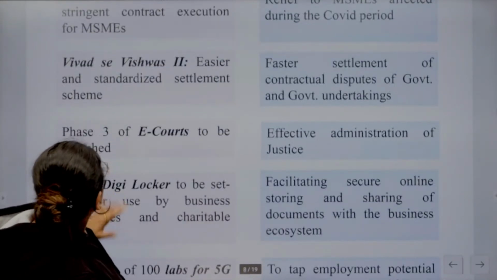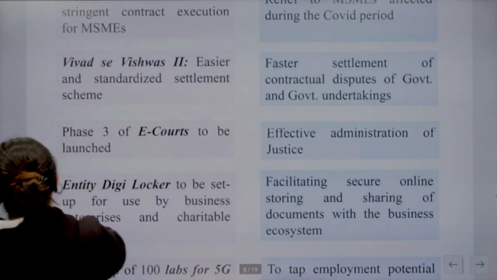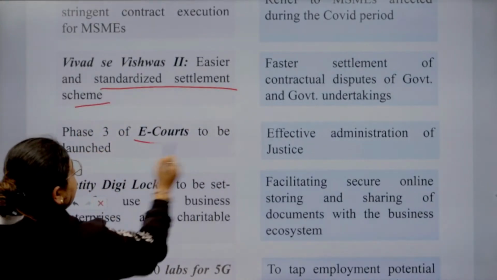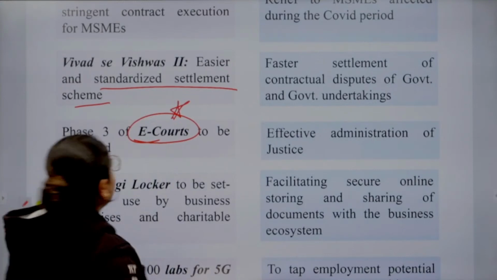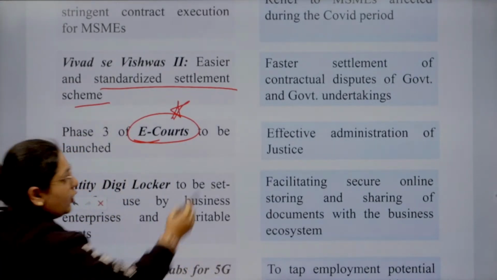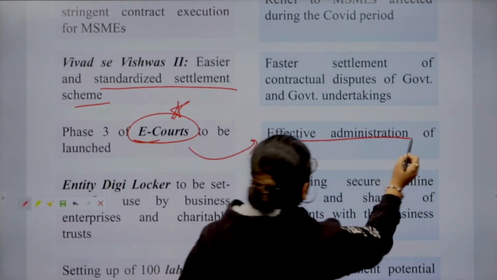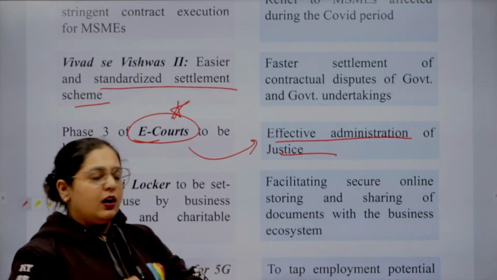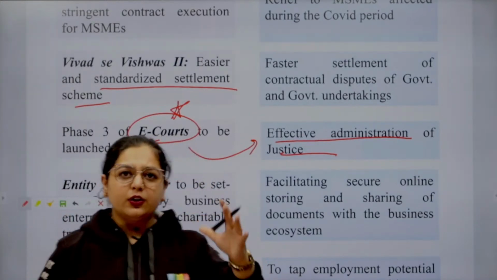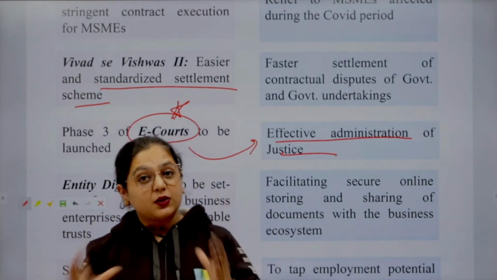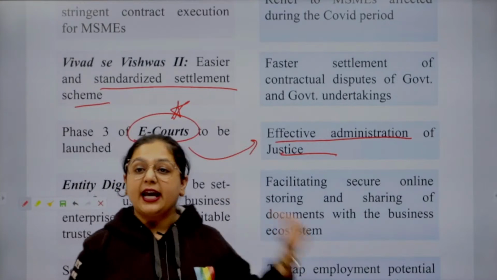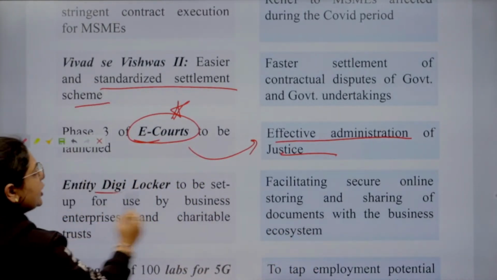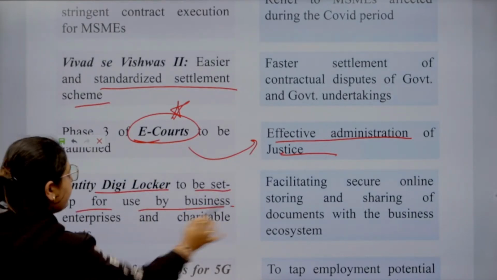Then next, Vivad se Vishwas part 2, that is an easier and standardized settlement scheme. Then next, very important, phase 3 of e-courts is to be launched again. So this will definitely improve the administration and the justice. It will definitely help coordinate and there will be a very good ecosystem of the judiciary with the help of the e-courts, right?